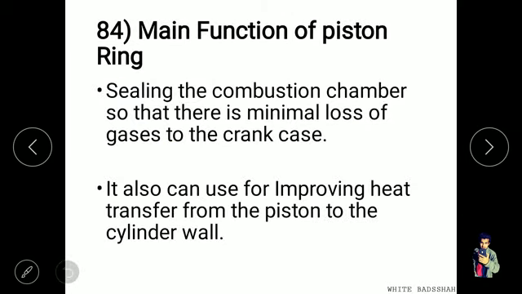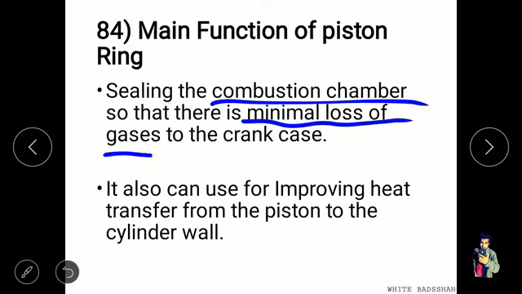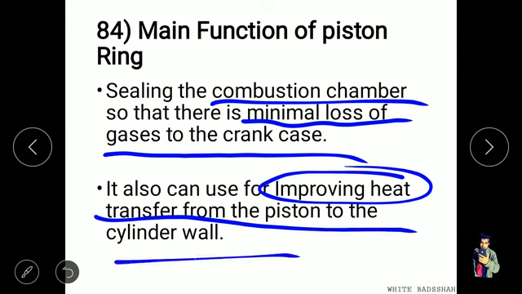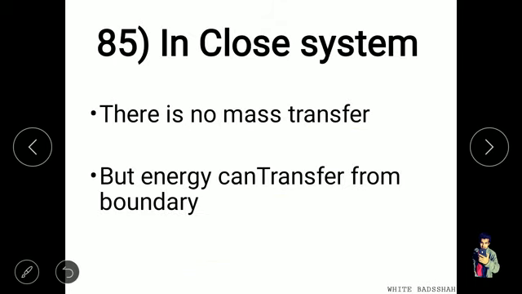Now, the main function of the piston ring is sealing the combustion chamber so that there is minimal loss of gases to the crankcase. It can also be used for improving the heat transfer from the piston to the cylinder wall. It also prevents leakage of any kind of liquid, like oil, and gases.